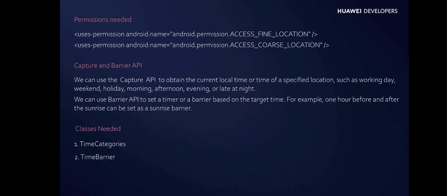Capture and barrier APIs. Capture API is used to obtain the current local time or time of a specified location, such as working day, weekend, holiday, morning, afternoon, evening, or late at night. Barrier API is used to set a timer or a barrier based on the target time. For example, 1 hour before and after the sunrise can be set as a sunrise barrier. To use this service, time categories and time barrier classes are required.